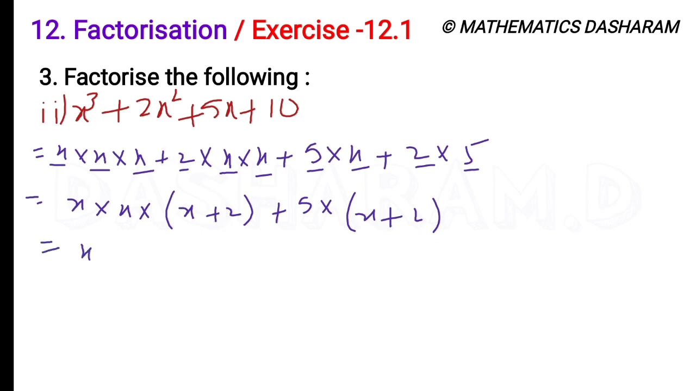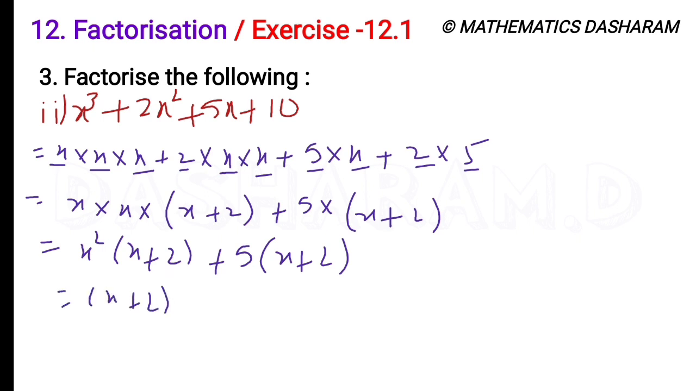So now x into x is x square, bracket of x plus 2, plus 5 into bracket of x plus 2. Now what happened here? x plus 2 is a common. So x plus 2. After taking the common, we need to take the new bracket. Here the remaining term is x square. Here the remaining term is 5. So (x plus 2) into (x square plus 5) is the answer.